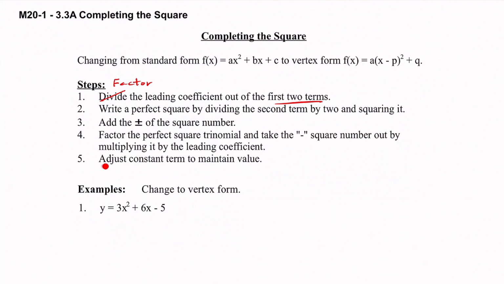And then number 5, adjust the constant term to maintain the value. So basically we're going to have 2 numbers at the end, and we'll just add them together.